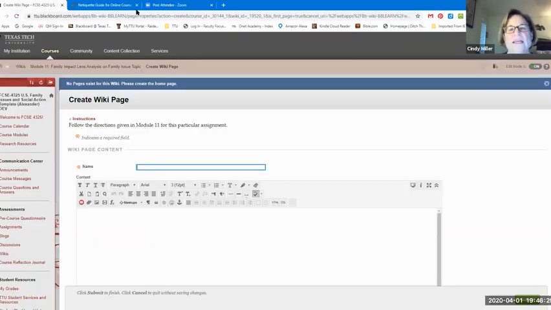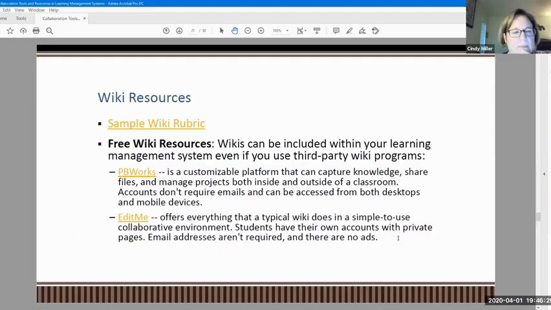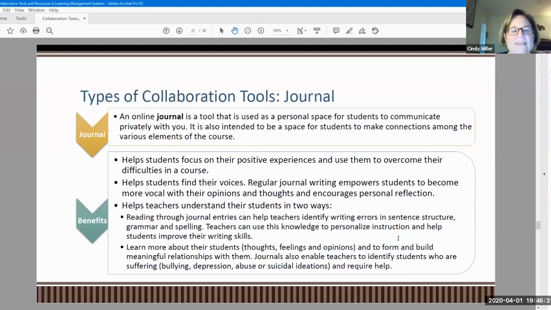Okay, I'm going to go back to my presentation here. There's one other collaboration tool. This is a journal. Now this is not in every LMS. This is in Blackboard, this is in Canvas, this is in Brightspace, this is in Moodle. It is not available in Google Classroom nor in Schoology, but I can tell you that you're probably already doing this in a way if you're having students keep an online journal.